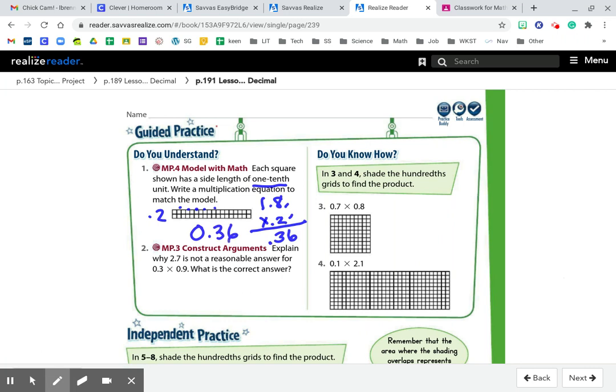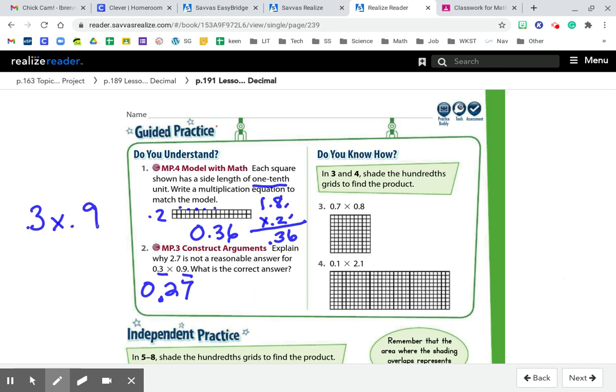Number 2, explain why 2.7 is not a reasonable answer for 3 tenths times 9 tenths. Well, you know that 3 times 9 is 27, but we also know that there's 2 digits in decimal place value in the problem. So my answer needs to be 0.27. The product must be less than 1. So 3 tenths is less than 1, and 0.9 is less than 1.